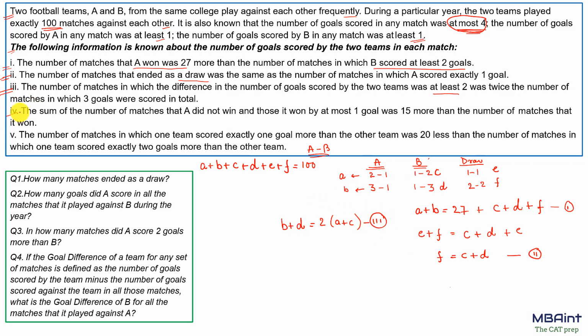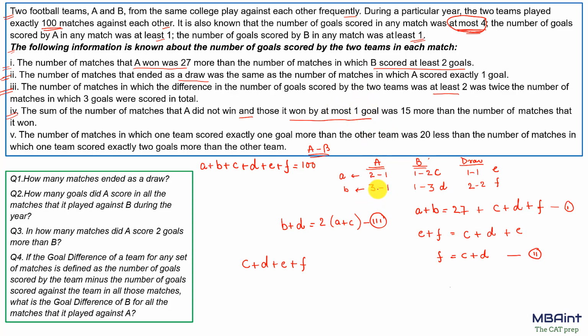Now let's see the fourth point. It says that the sum of the number of matches that A did not win. So how many matches will A not win? Excluding AB, everything would be taken into consideration as A not winning. So it is nothing but C plus D plus E plus F, and those it won by at most 1 goal. So by maximum 1 goal.